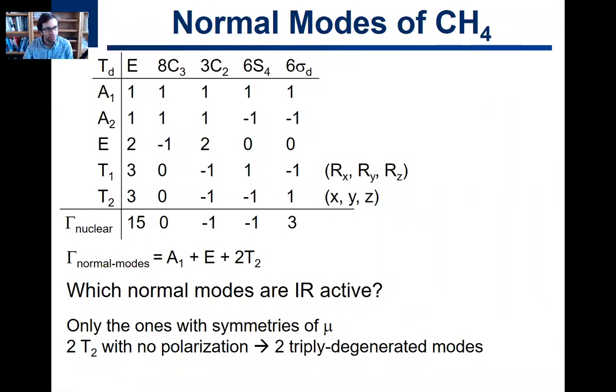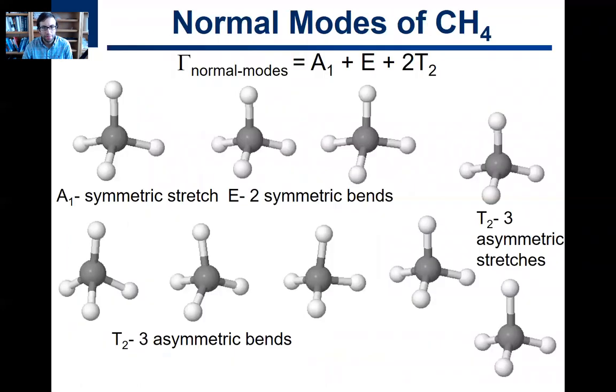And in the last video, I showed you how to figure out which ones are bends and which ones are stretches. But those two T2 modes are going to be IR active. A1 and E modes, those don't transform as X, Y, or Z, and so those are going to be silent. So based on this very simple picture, we would expect two peaks in the IR spectrum for methane because there are two T2 modes that are IR active.